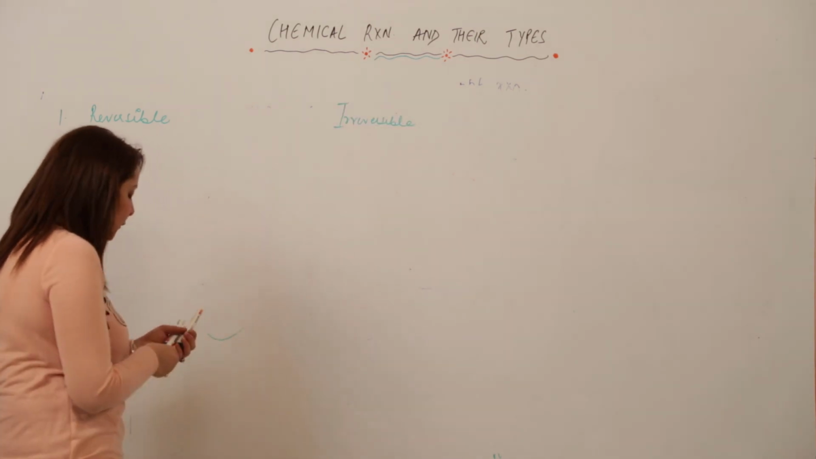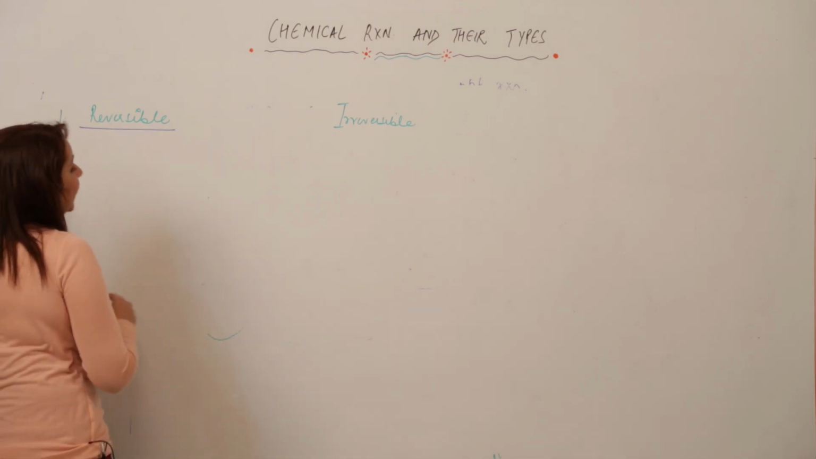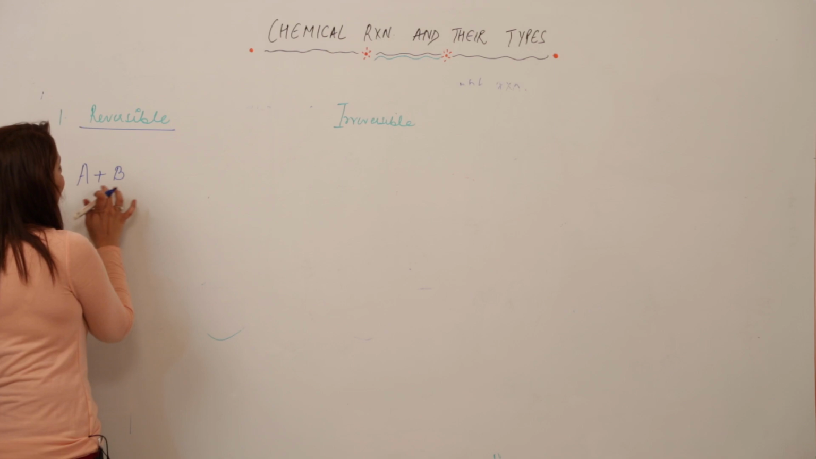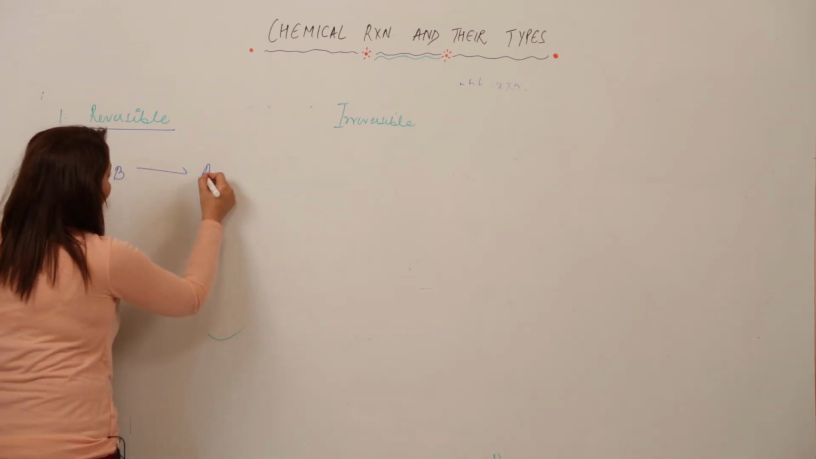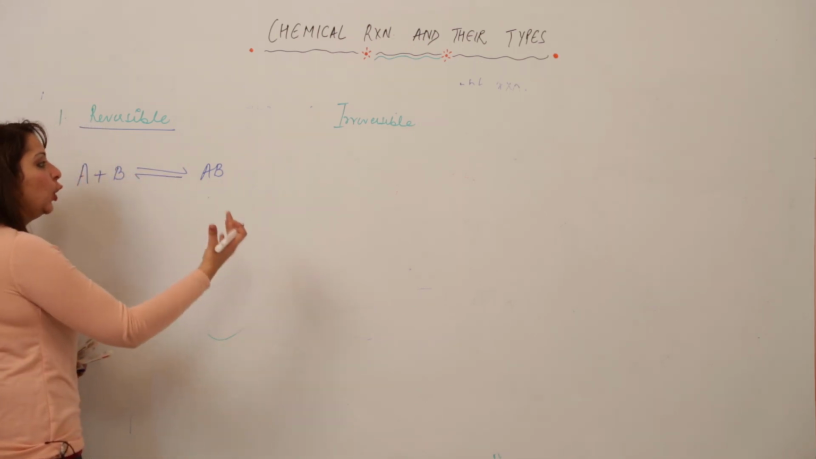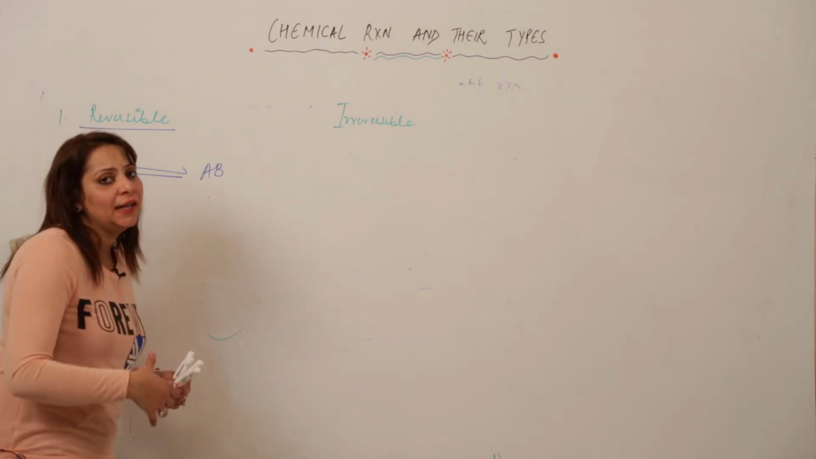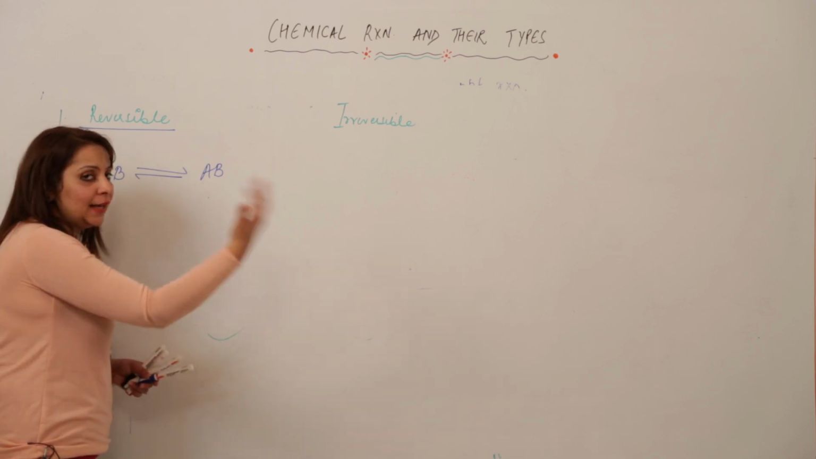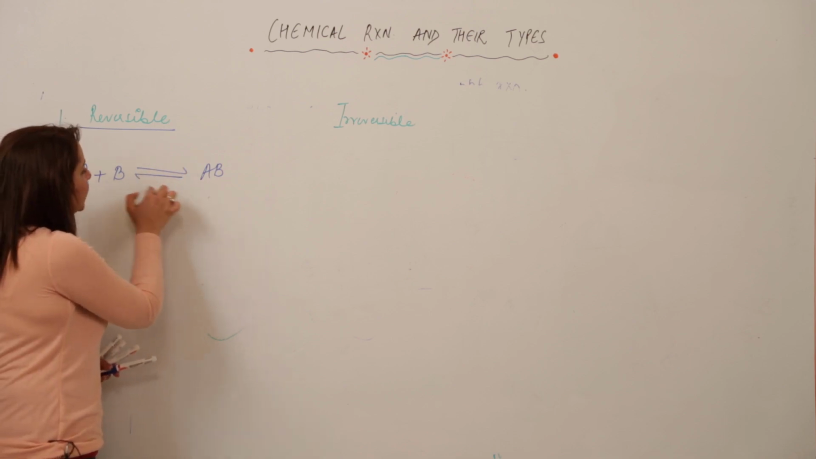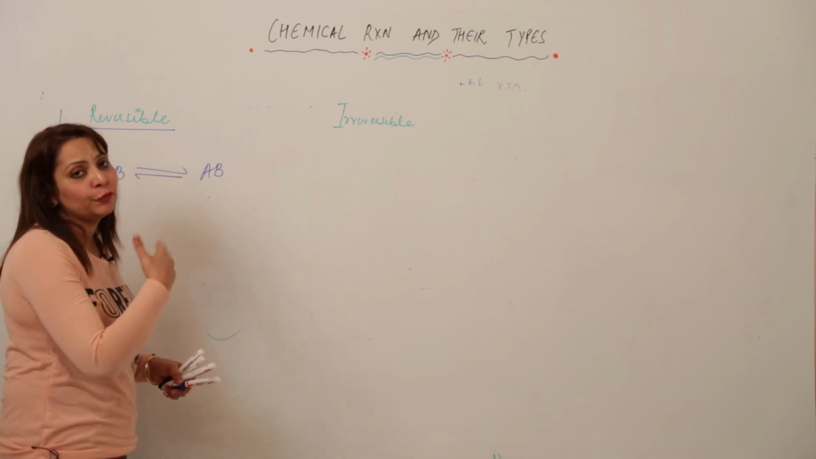Now what is the difference between the two? As the name suggests, reversible means that the reaction can be reversed. I am writing the general equation. A and B react and form the product AB. Under the same conditions, AB can also decompose back into A and B. So the reaction can be achieved from either side. If I start with A and B, I can get AB, and if I start with AB, I can get A and B. These two half arrows which I have put indicate the reversible reaction. That means the reaction can be achieved from either side.